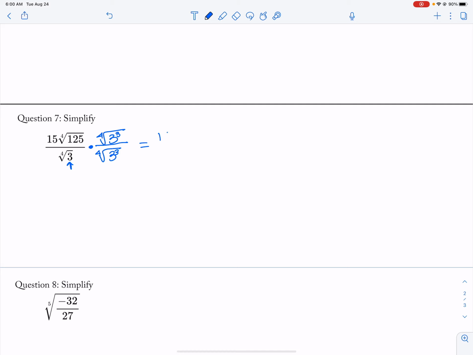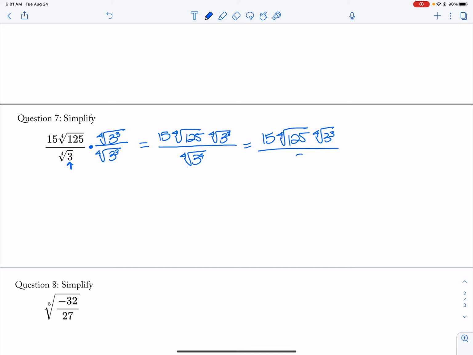That does 15, fourth root of 125, fourth root of 3 cubed, all divided by the fourth root of 3 to the fourth. The root and the exponent are the same, so this becomes 15 fourth root of 125, fourth root of 3 cubed, all over 3. So now my 3 and my 15 reduce, so I get 5 fourth root of 125 times the fourth root of 3 cubed. And I'm okay with you guys leaving it like that.